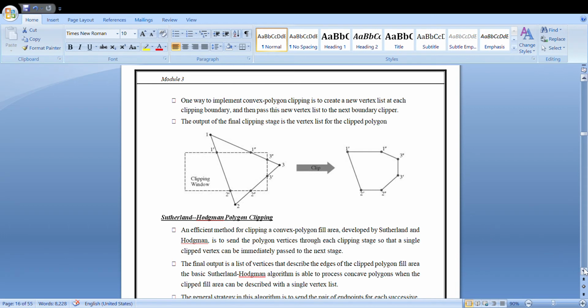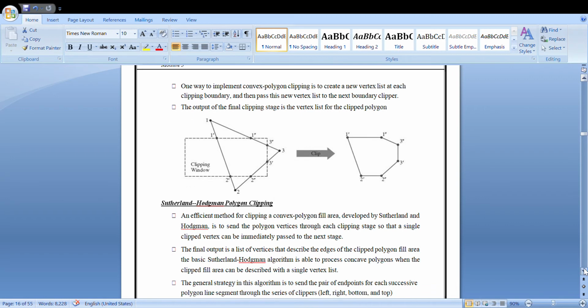Next we'll see how, application wise, we can apply this concept, that is the stage by stage clipping. There is one algorithm which helps us perform this polygon clipping. It was developed by a person by the name Sutherland. That's the reason the algorithm is named after these two people, the Sutherland Hodgman polygon clipping algorithm.